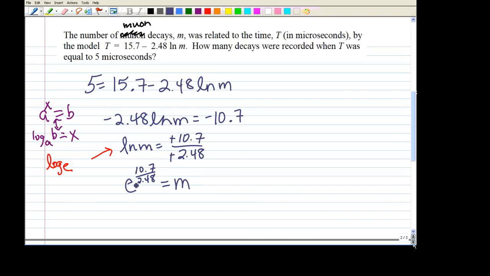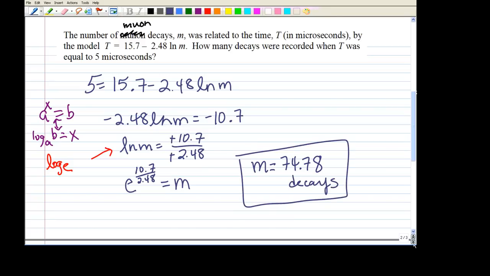Whenever you plug that into your calculator, e raised to the power of 10.7 divided by 2.48, you'll end up with m equal to 74.78. So that means we'll have 74.78 muon decays. Let's look at one more.